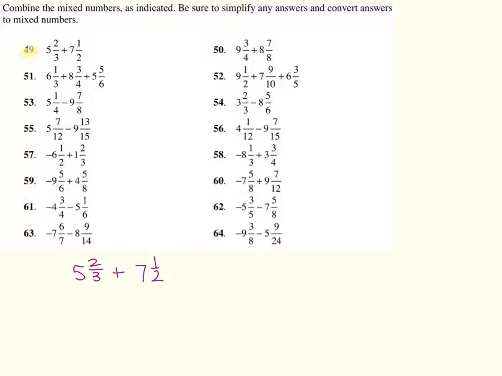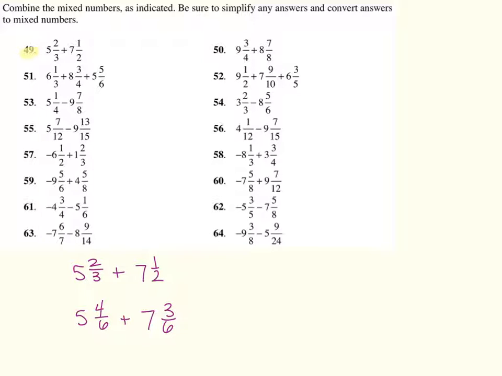Okay, the first thing that we're going to do is find a common denominator between the 3 and the 2. That will be 6. Now let's make our adjustments for the numerators. 3 goes into 6 2 times, so 2 times 2 is 4. 2 goes into 6 3 times, so 1 times 3 is 3.